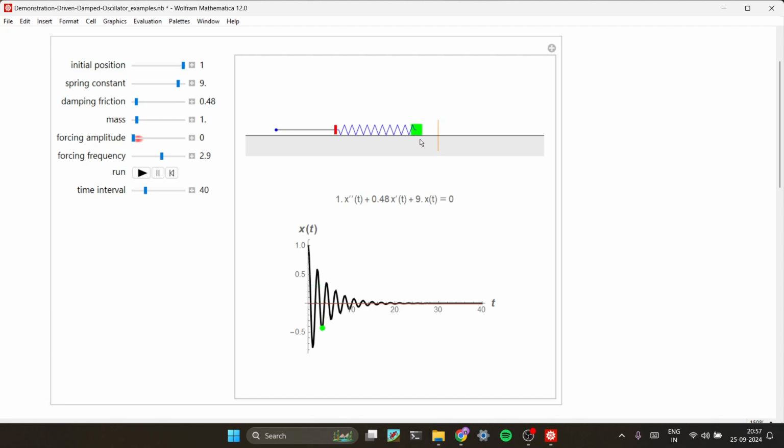So here see that this is oscillating, oscillating. The amplitude is decreasing. Yes. Now it's stopped, right? So here you can also see in this graph, right? So let me run it again. Here you can see the particle is following this graph, right?